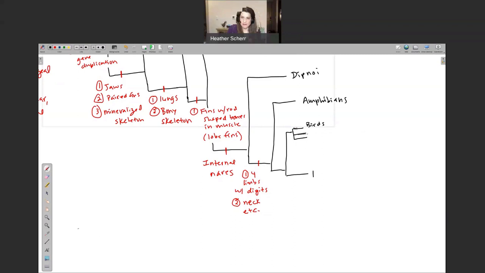So let me just do it. This is indicating polyphyletic, so I'll call these non-avian reptiles. Avian, or aves, is birds.